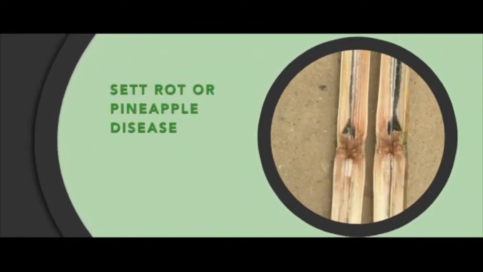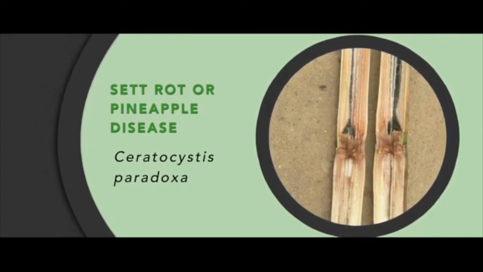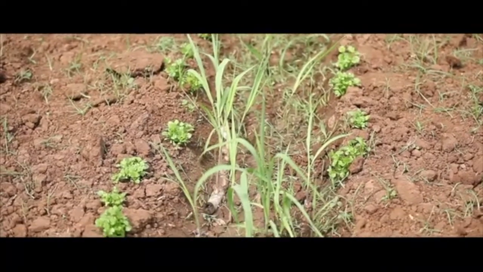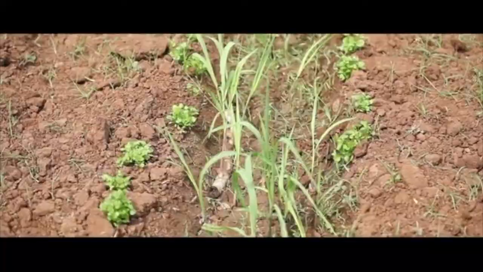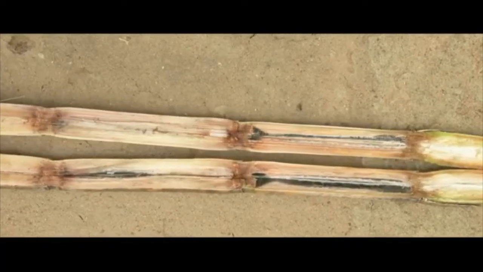Set rot or pineapple disease is common in germinating sets. It is caused by the fungal pathogen Ceratocystis paradoxa. Typical symptoms of this disease are detected in sets after 2 to 3 weeks of planting. The pathogen enters mainly through cut ends and proliferates rapidly in the parenchymatous tissues of the internode. The affected tissues first develop a reddish color, which turns to brownish-black in the later stages. Cavities are formed inside the severely affected internodes.